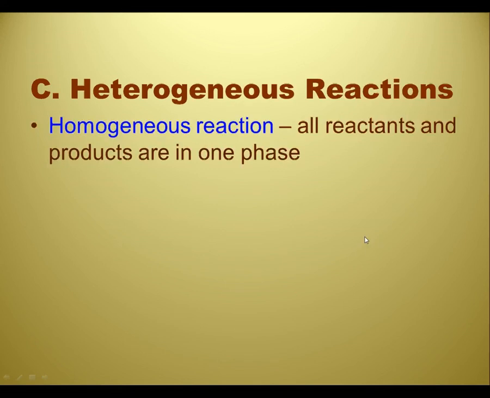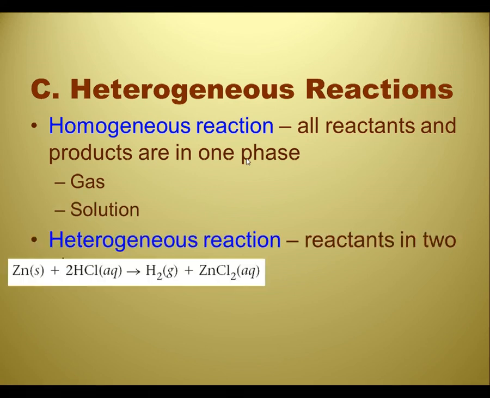All right. Heterogeneous reactions is exactly what it sounds like, and homogeneous are exactly what they sound like. Homogeneous reactions are where the reactants and the products are all in one phase. So, for instance, a liquid and a liquid combine together and they have a chemical reaction. Heterogeneous reactions are where the reactants are in two or more phases. So here, notice we've got solid, aqueous, gas, aqueous. We've got two or more right there. Okay.